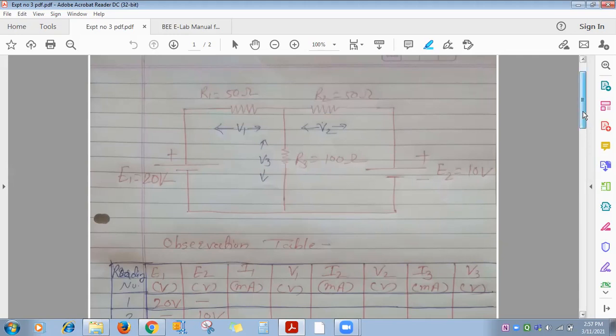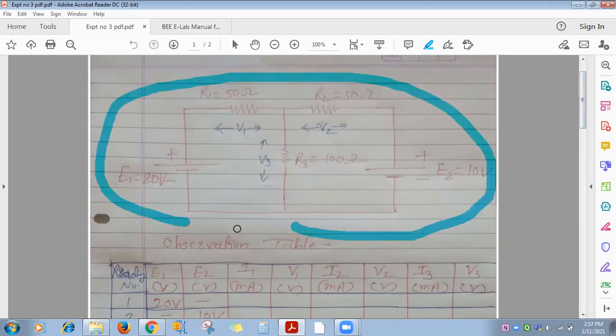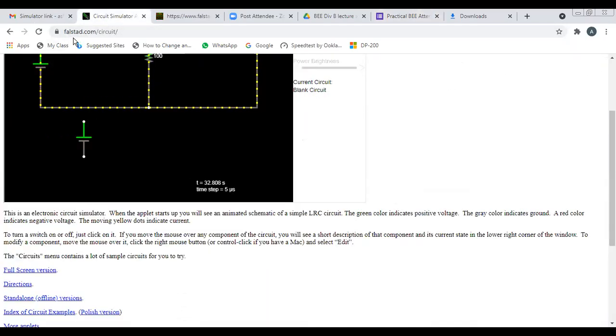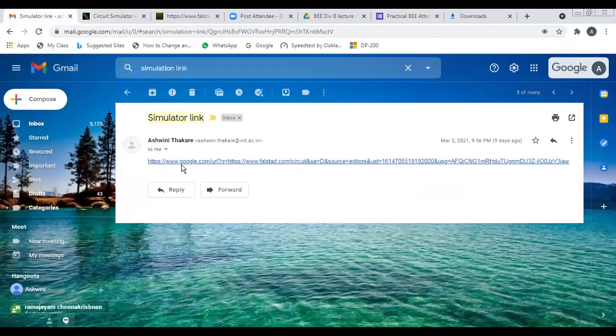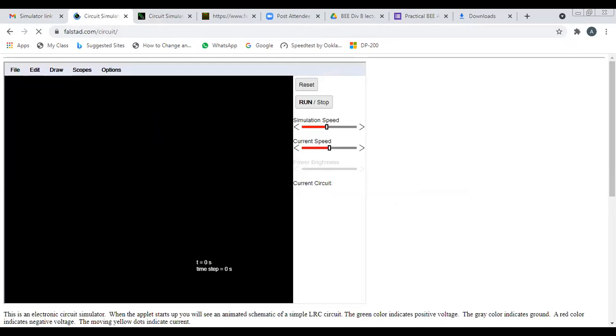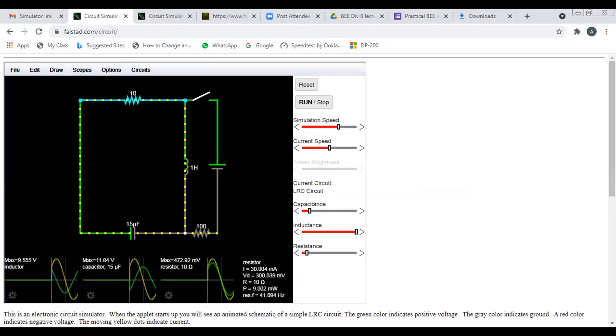Now, like this circuit, you have to design it in simulation software. See, on the WhatsApp group, I posted one link. You click on that. This one, falstad.com/circuit. Click on it. Okay, does it look like this?